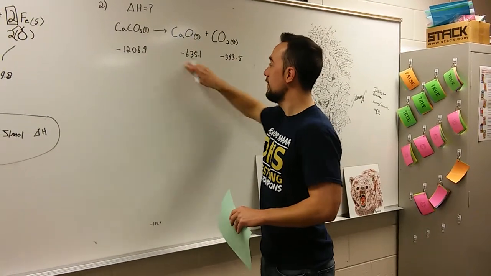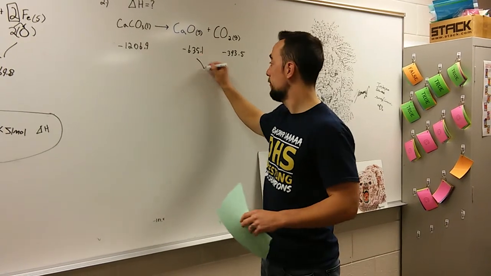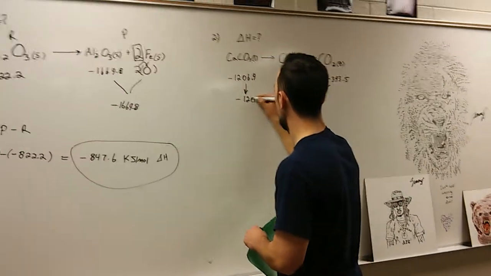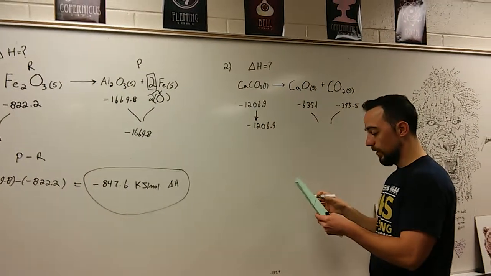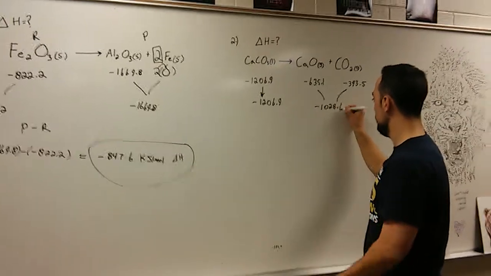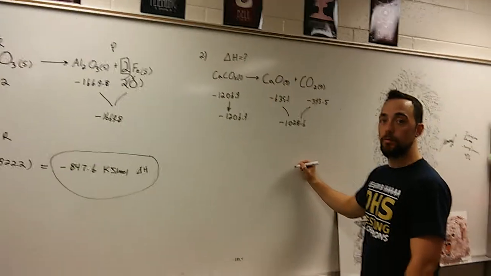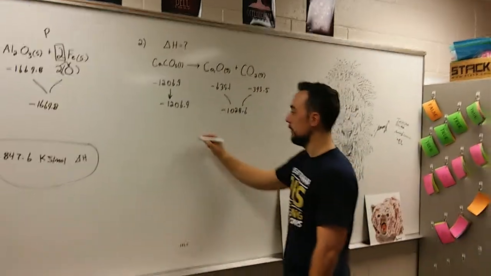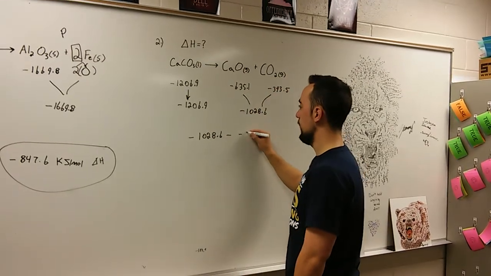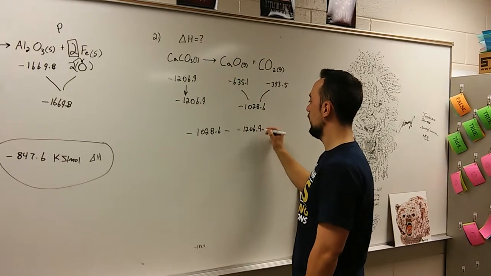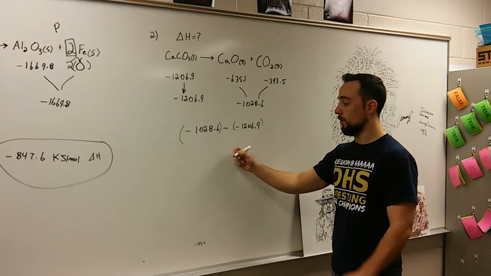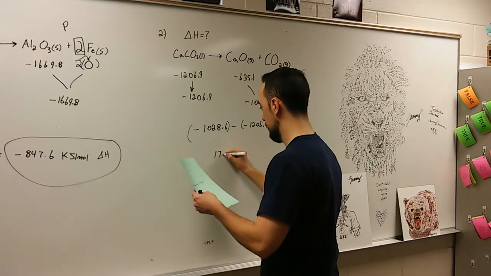So, here you go. Got these numbers now. So, what do I have to do? I have to combine them. Okay? I don't have anything to combine over here, so that's easy. That's just going to be -1206.9. For this one, when I add them together, it's going to be -1028.6. Now, same thing. I have to do the products minus the reactants. So, -1028.6 minus -1206.9. Okay, I put them in parentheses just to make it easier to read. Plug that in your calculator. Okay, what do you get? You're going to get 178.